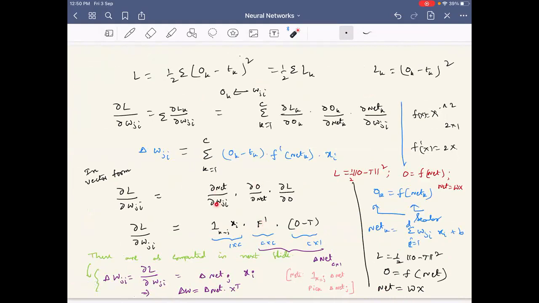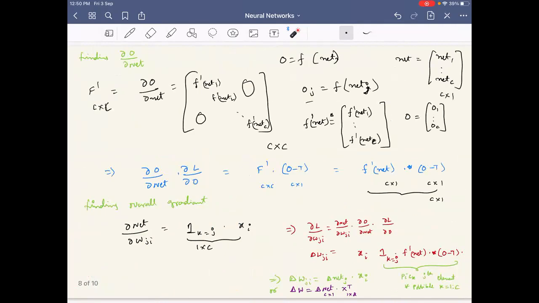Now dou net by dou Wj. As we have seen before, dou net by dou Wj is equal to... this is a row vector, and then a row vector of ones, like a binary vector. So it will be 0, 0, 0.